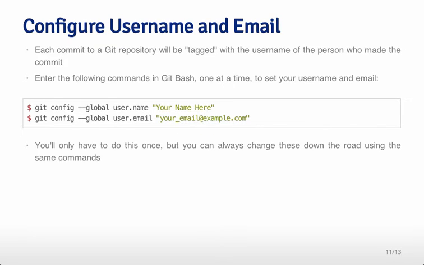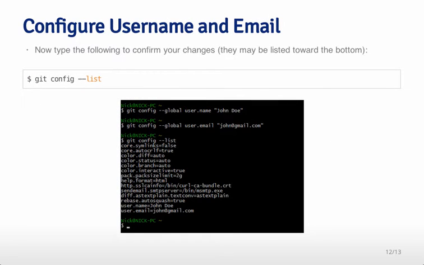You only have to do this once when the system opens up, but you can always change it down the road using the same commands if you want to change, say, your username or the email that's associated with the Git account. Now type the following to confirm your changes. You just type git config --list like you see here, and you should be able to see your username and your email and all of that.